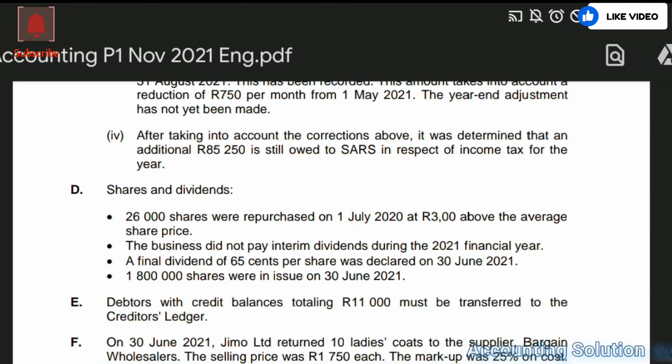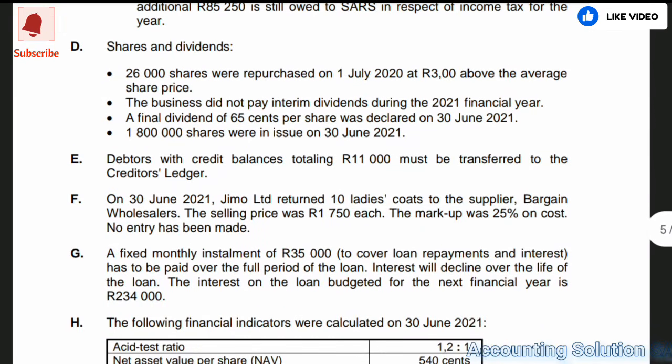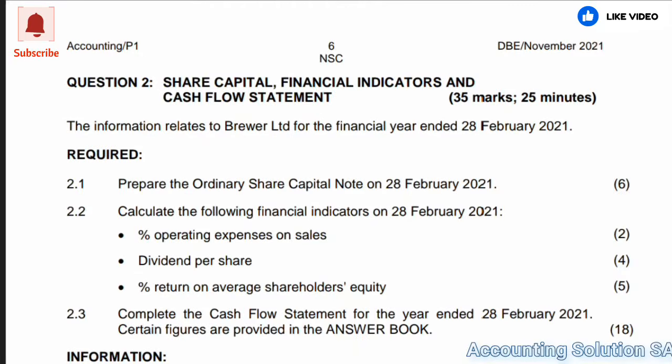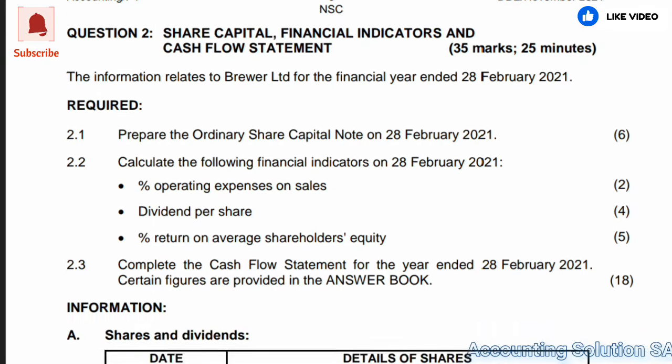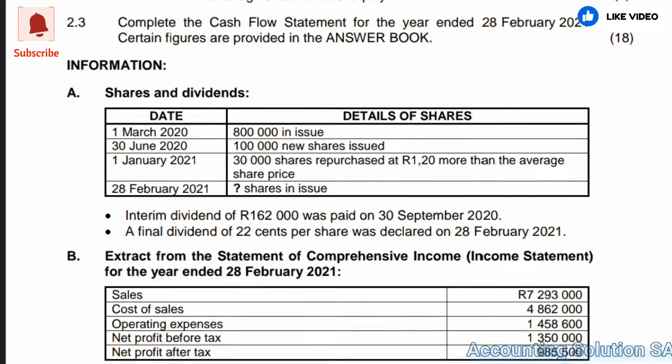Then let's move to the last question of this lesson. On our last part, guys, we are going to prepare an ordinary share capital note. They said the information relates to Brewer Ltd for the financial year ended 28 February 2021. The requirement, part 2.1, is to prepare the ordinary share capital note on 28 February 2021. Then let's go to our information.